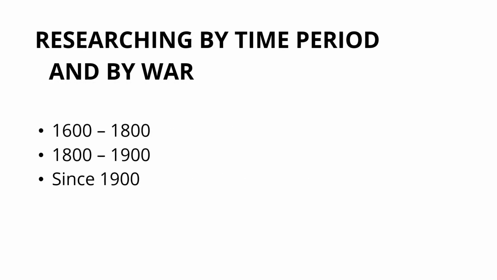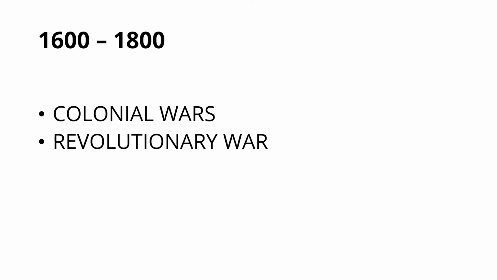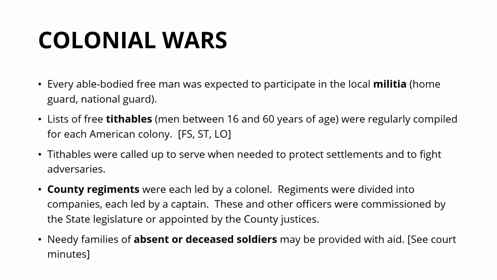Next, we will look at records of individual wars, arranged chronologically. For the earliest period, we will look at the colonial wars and the American Revolution. Every colonial settlement expected its able-bodied men to drill regularly as part of the local militia. Each colony kept track of its men between 16 and 60 years of age, called tithables, and called them up to fight when the need arose.